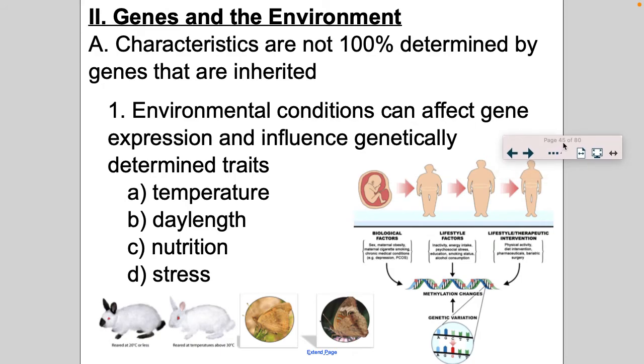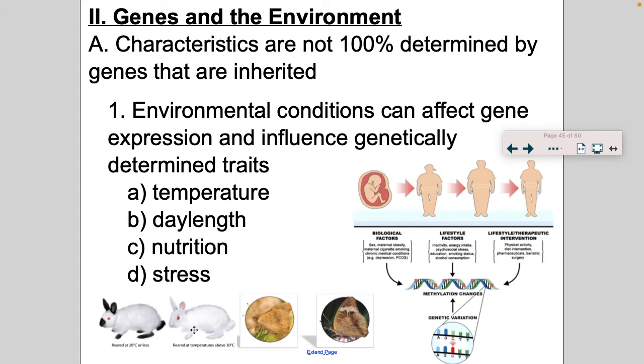So this ties into genes and the environment, how your characteristics are not 100% determined by the genes that you get. Environment plays a huge role in your genes. There are genes that, if they are exposed to different temperatures, you get different colorizations. So take a look at these Himalayan rabbits. It says reared at 20 degrees Celsius or less, then you get the dark colored pigments. Reared at temperatures above 30 degrees Celsius, then it's more white.